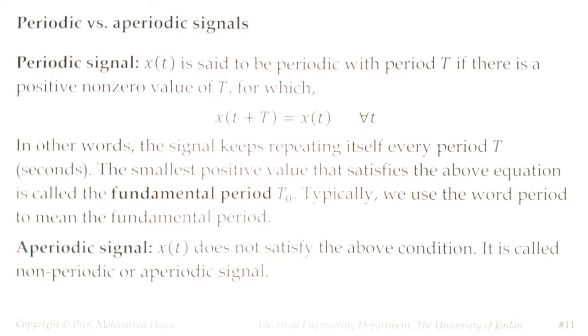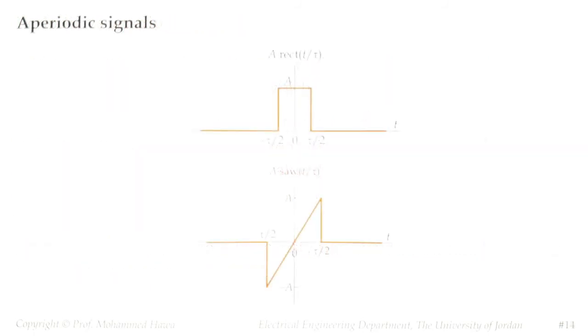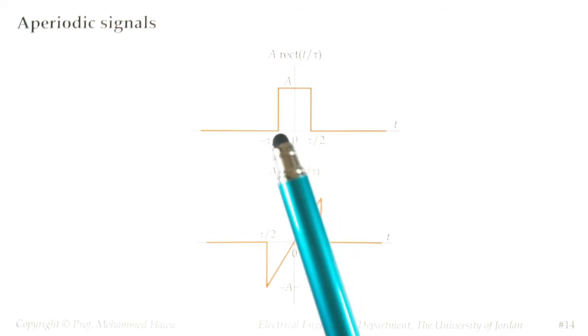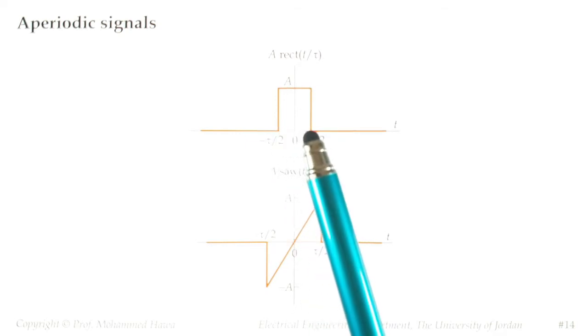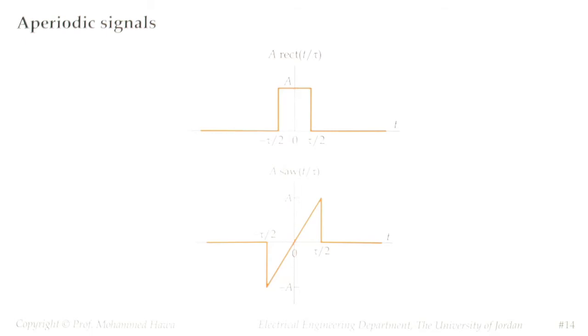On the other hand, if x of t does not satisfy the above equation, it is called non-periodic or aperiodic signal. Aperiodic signals do not repeat themselves, so they do not have a fundamental period. I'll give you examples of aperiodic signals. Remember the single rectangular pulse? It's aperiodic. Notice it does not repeat itself.